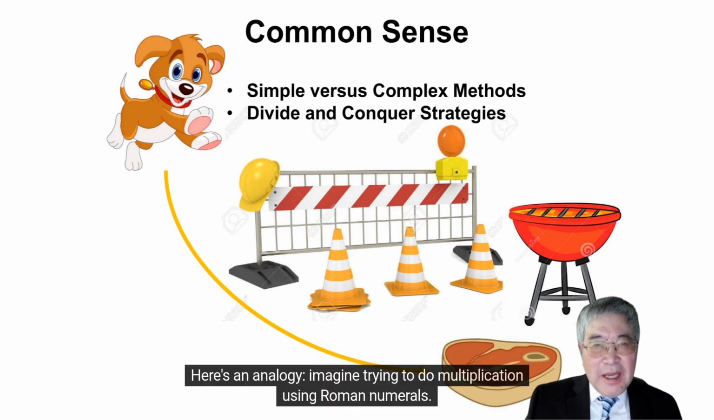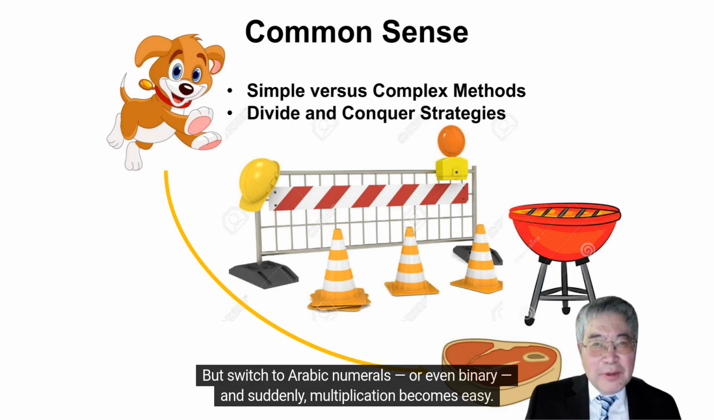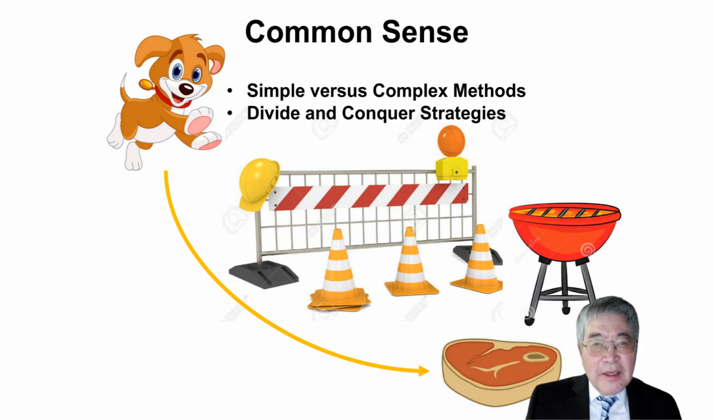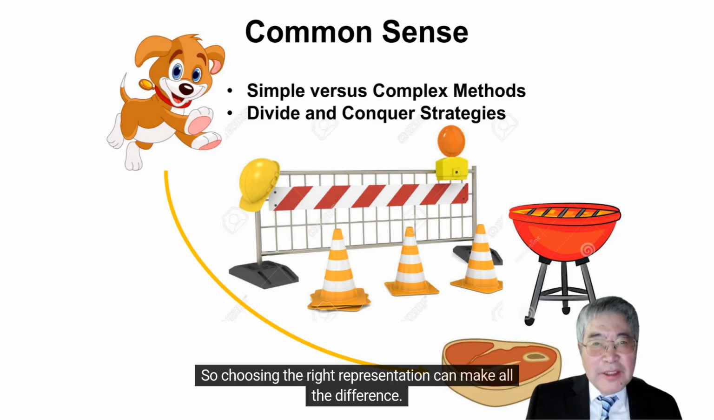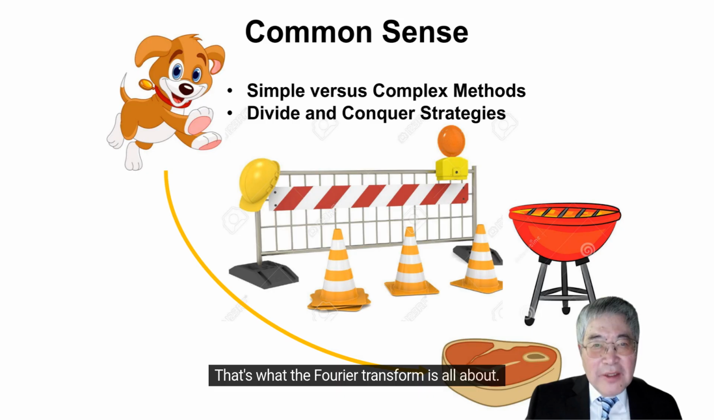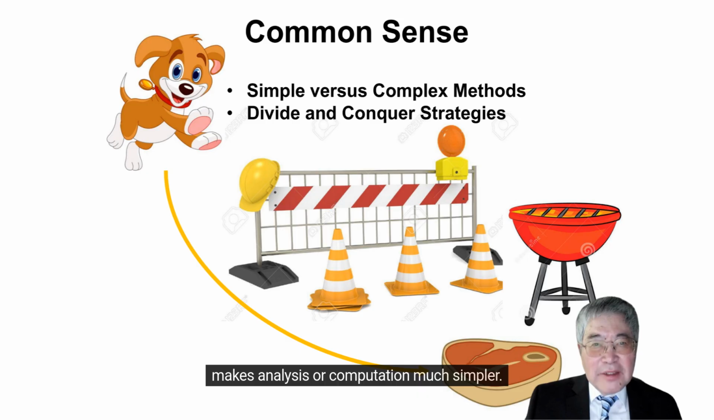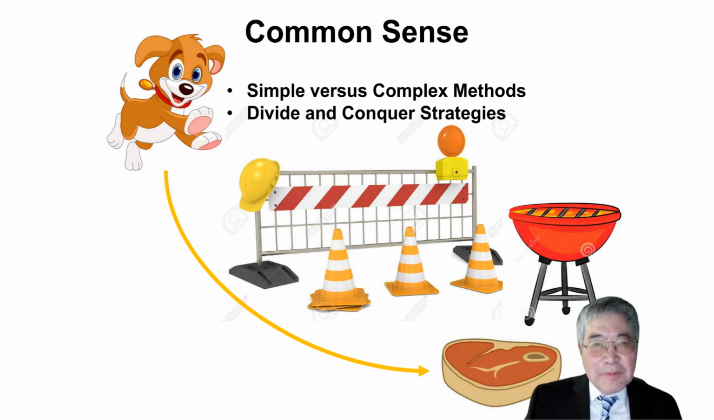Here's an analogy. Imagine trying to do multiplication using Roman numerals. It's a nightmare. But switch to Arabic numerals, or even binary, and suddenly multiplication becomes easy, especially for computers. So choosing the right representation can make all the difference. That's what the Fourier transform is all about. It gives us a new way to look at a function in terms of its frequency content, and often that view makes analysis or computation much simpler.